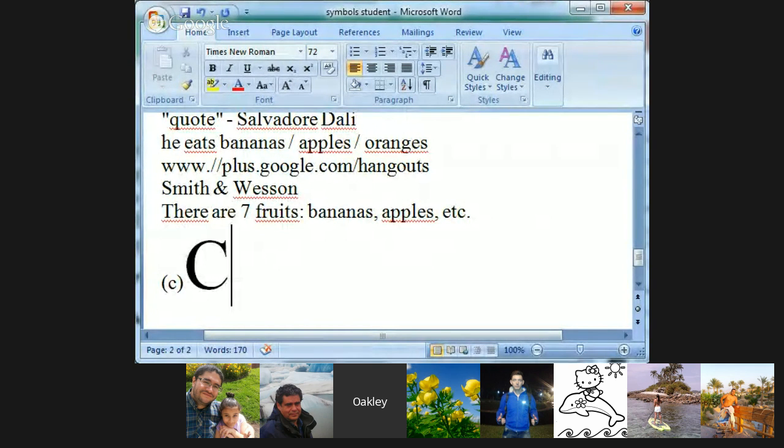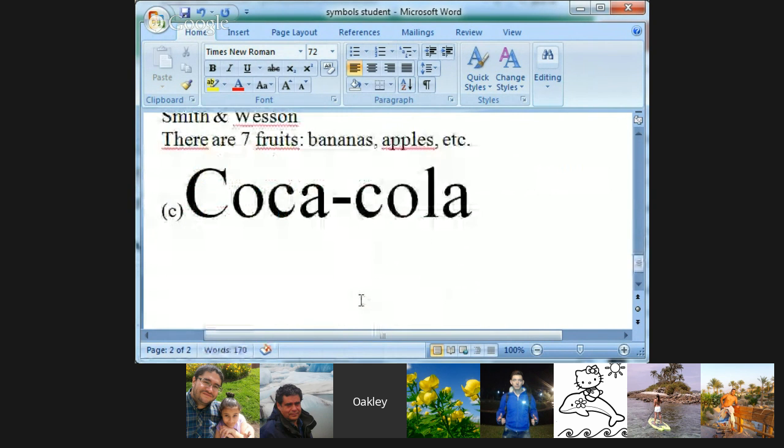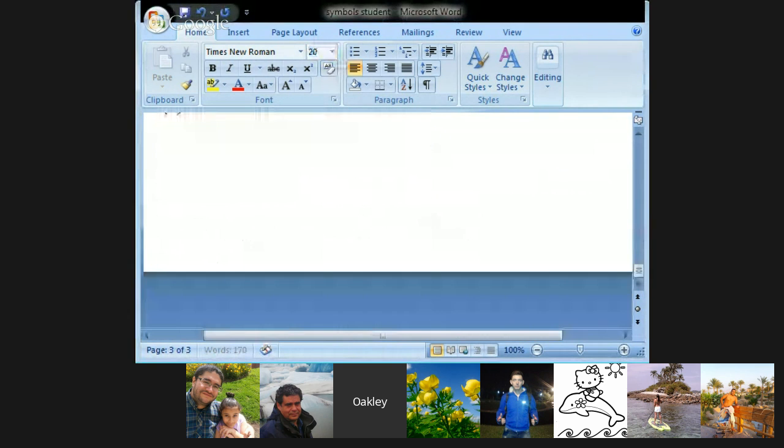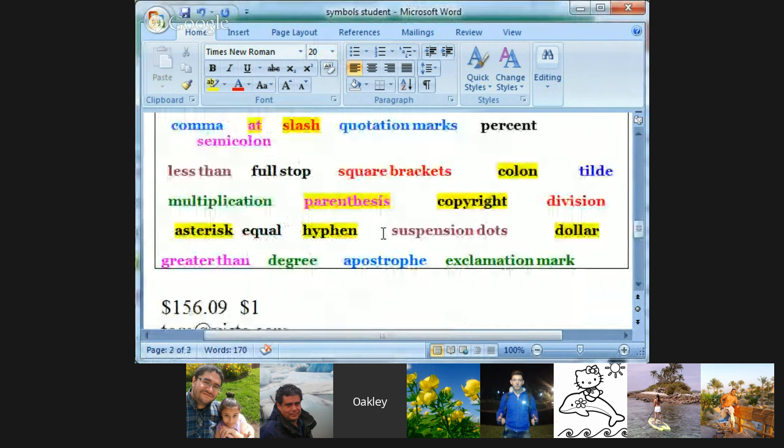Whoops. Okay. The C would be up high, not down low. Okay. Coca-Cola. There we go. Eat your heart out, Coca-Cola. All right. In fact, this is a brand, a trademark brand.